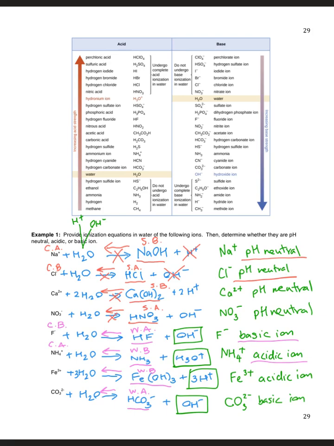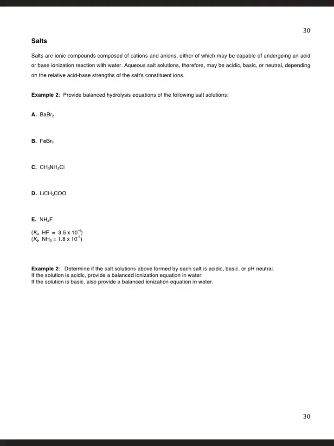We are going to use what we learned here on the next page when we try to determine the acid and base property of salt. What we are going to see next is when we combine all of these cations and anions together to make salt, and ultimately we are going to predict whether the salt will produce an acidic solution, a basic solution, or a pH neutral solution. Salts are ionic compounds composed of cations and anions, and salt forms when an acid reacts with a base.